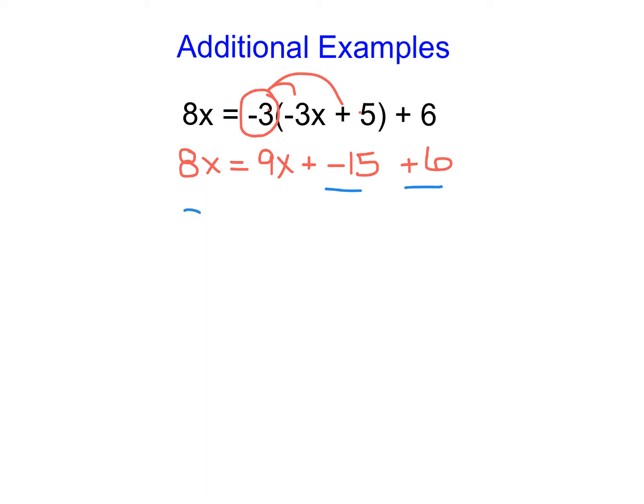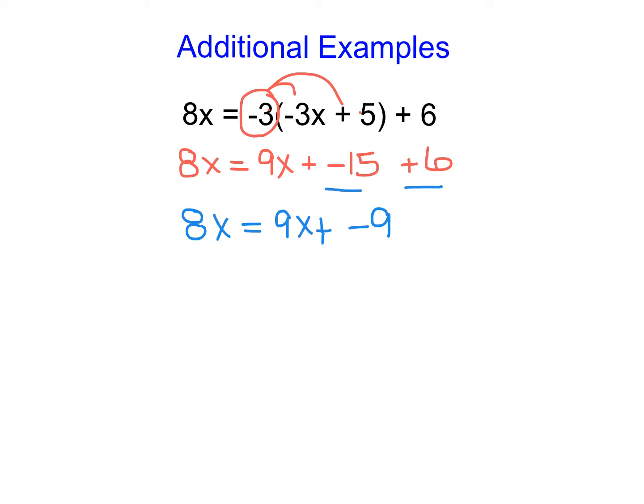Now, when I look on the right-hand side of the equation, what I notice is I have two terms that are alike and can be combined. So I'm going to leave the 8x as is and then leave the 9x, but negative 15 plus 6 equals negative 9. So I can combine those two terms together.